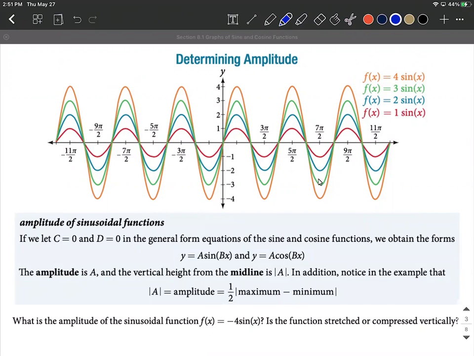An alternate way to find this, if we have a graph given to us, is to calculate the amplitude as half of the absolute value of the maximum y value minus the minimum y value. So if we were given a graph, we could use this definition of how to compute the amplitude.